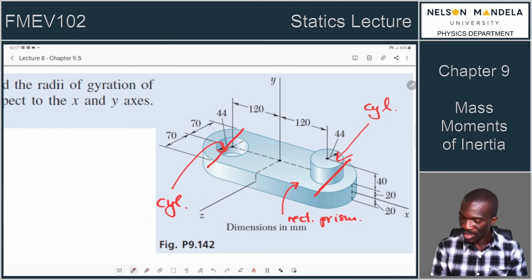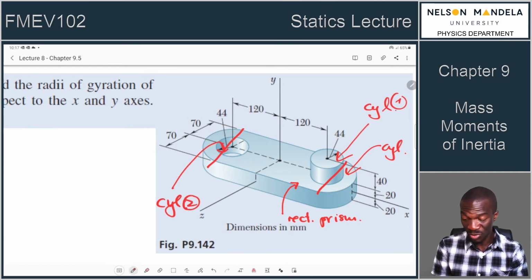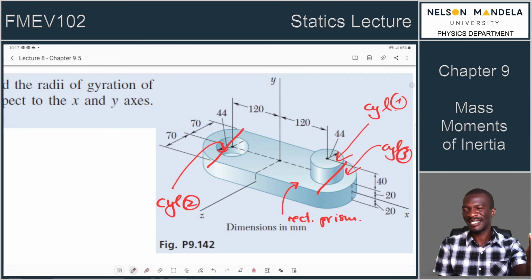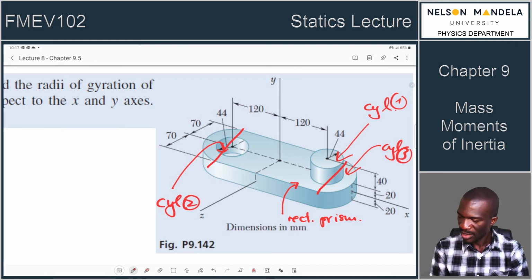So these two hemispheres can be joined into one area. So we can call this a cylinder. Let's call this cylinder number 1. Cylinder number 2 will be removed. Cylinder number 3 will be made of 2 cylinders. Actually, we could call it half a cylinder, right? And then the rectangular prism can become area number 4 and so forth.